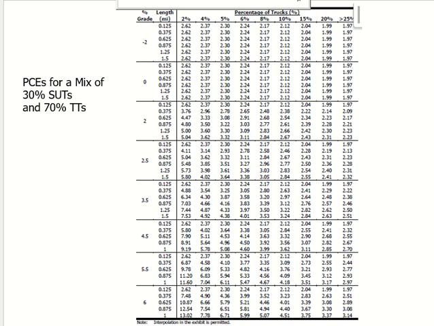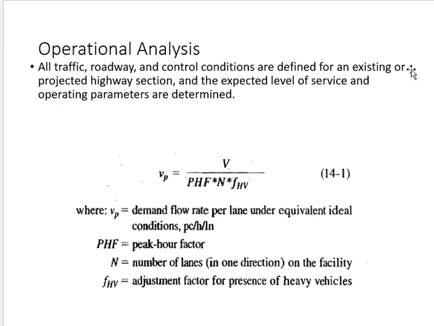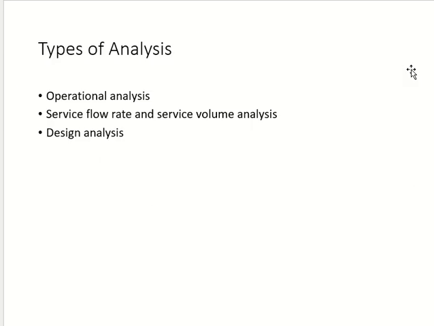Okay, last time we were talking about the different types of analysis which you can do with the level of service. These are the types we can do: operational analysis, service flow rate and service volume analysis, and design analysis. And I told you which one you are doing for the term projects. Which of these you are doing for the term project?